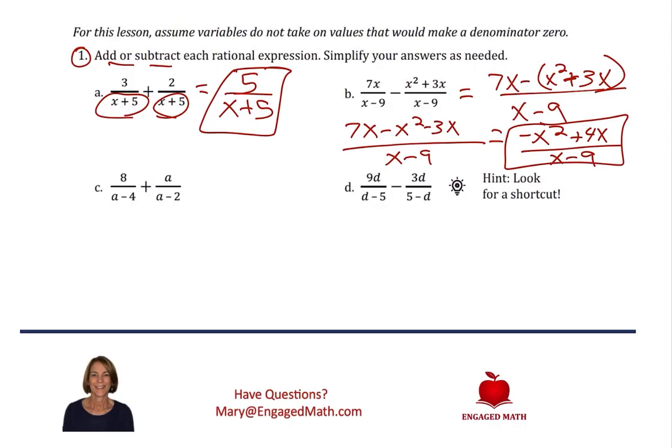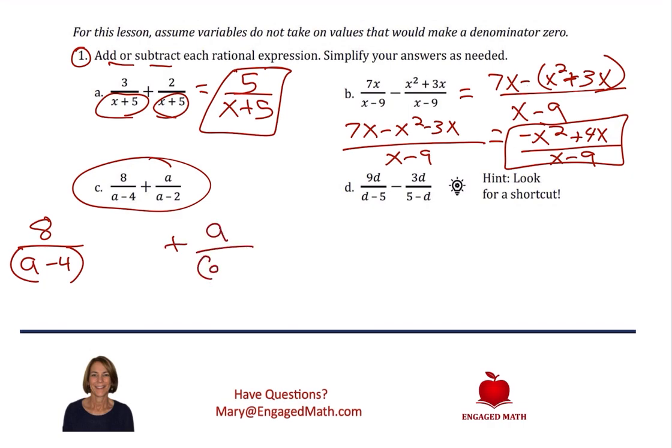Okay, let's go to C. C is a little tricky because we do not have a common denominator. But we're going to use the skills that we know from adding fractions from way back when to add these two fractions together. I'm going to start by rewriting exactly what we have, but leaving a little extra space, so I'm going to exaggerate this a little bit. So far, all that I've done is rewrite the problem with a lot more space. Now I'm going to try and get a common denominator. The common denominator is going to be the quantity a minus 4, and then a minus 2.